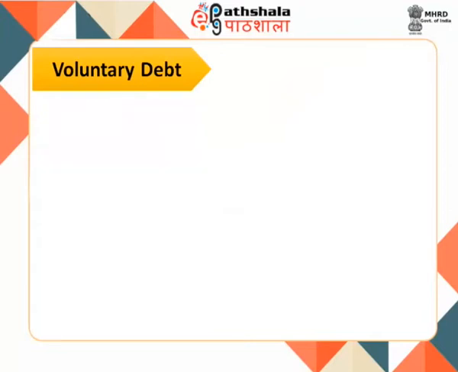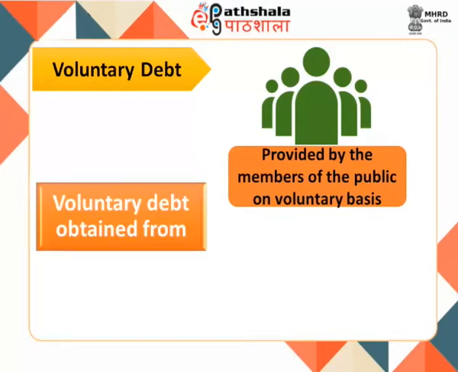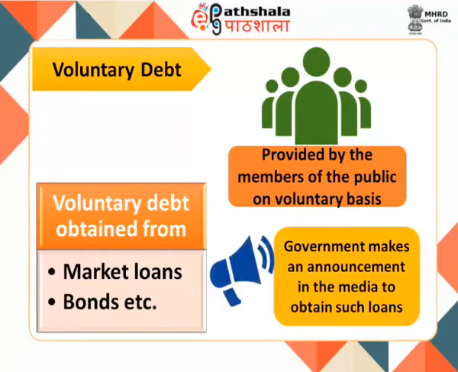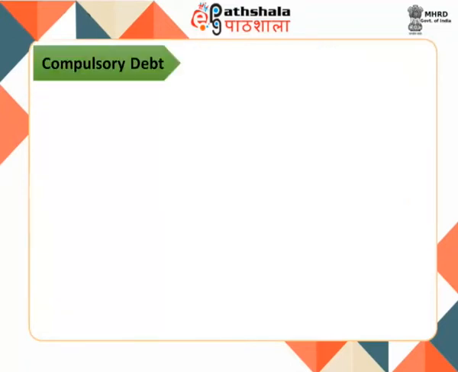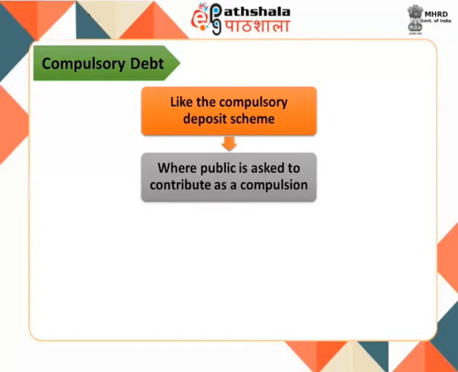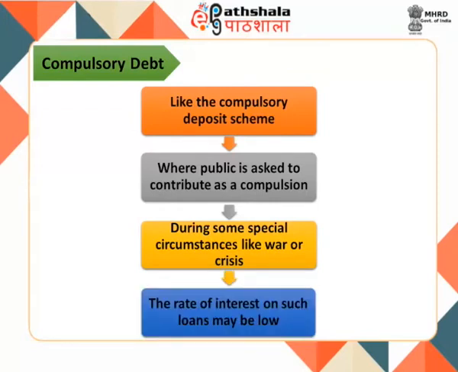Voluntary debt. These loans are provided by the members of the public on a voluntary basis. Most of the loans obtained by the government are voluntary in nature. The voluntary debt may be obtained in the form of market loans, bonds, etc. The government makes an announcement in the media to obtain such loans. Compulsory debt. A compulsory debt, like the compulsory deposit scheme, where the public is asked to contribute as a compulsion during some special circumstances like war or crisis. The rate of interest on such loans may be low.